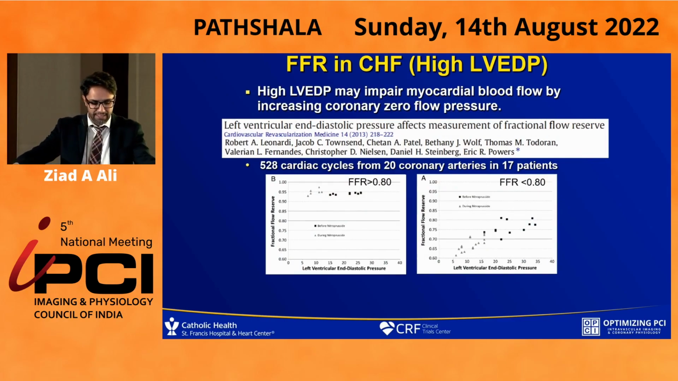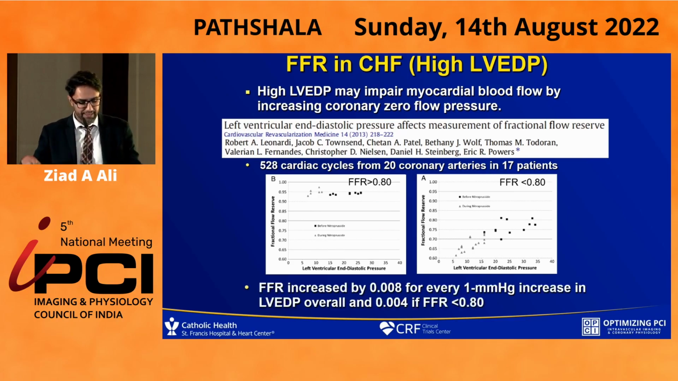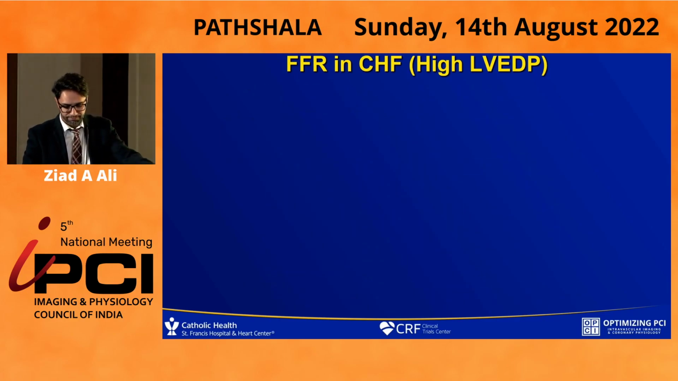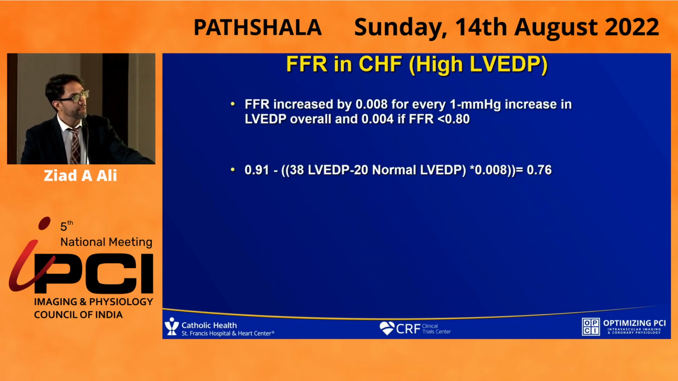And this paper says that a high LV EDP may impair the myocardial blood flow by increasing the coronary zero flow pressure. What that means in English is that the FFR increases by 0.008 for every 1 millimeter mercury increase in the LV EDP overall, and 0.004 if the FFR is less than 0.80. Okay, so here's my math, right? So 0.91 minus, 38 LV EDP minus 20 LV EDP, which gives 18, multiply that by 0.008, that's 0.76, so I should just stent it now, right?